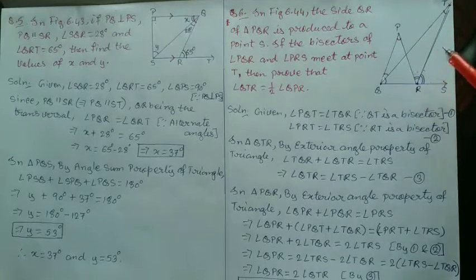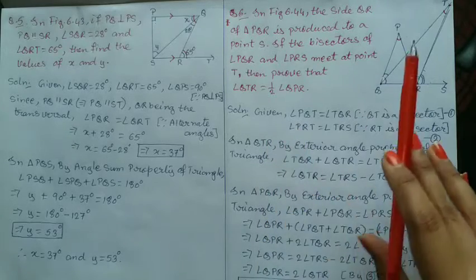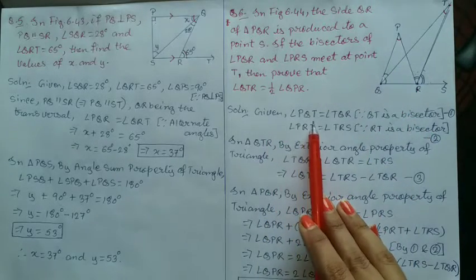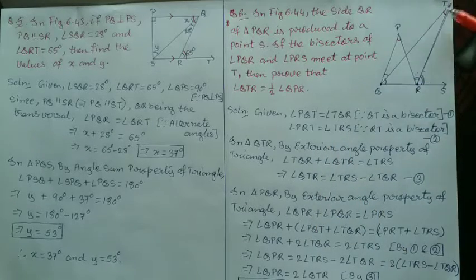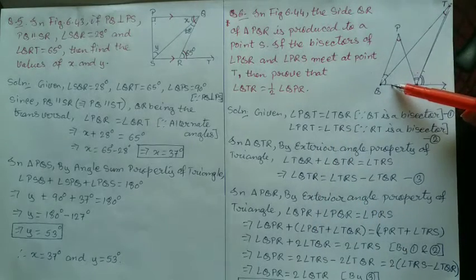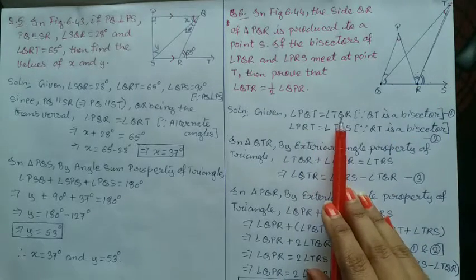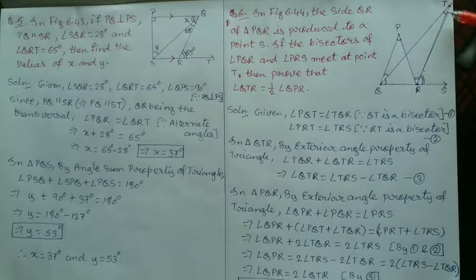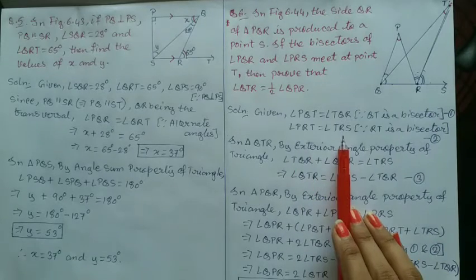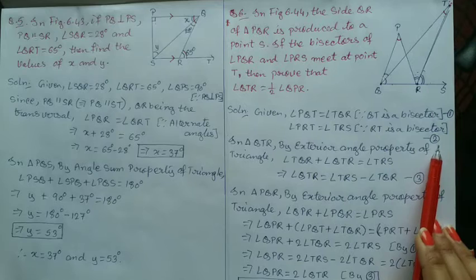So let's write down whatever has been given. It is given that angle PQT is equal to TQR. Why? Because QT is bisecting. That means these two angles will be equal, right? So that's what they have written here. Next, again, RT is the bisector. So PRT is equal to TRS, as RT is the bisector. We will mark these two as equations 1 and 2.